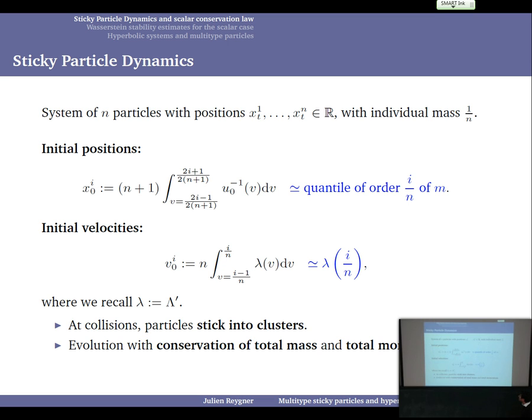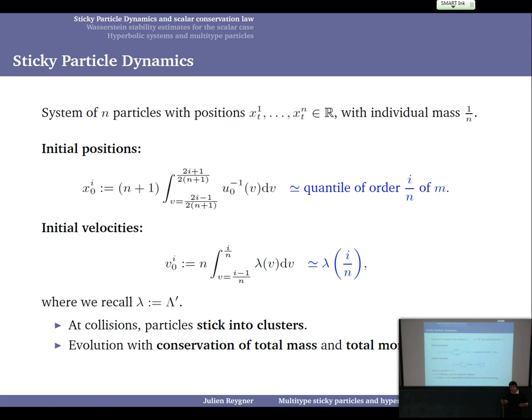Okay, so now I have distributed my particles at time zero. I will assign them a velocity, which will be just the velocity function lambda, roughly evaluated at the point i over n. And now I decide that my particles will travel at constant velocity on the real line. Of course, it can happen that two particles collide with each other, in which case I decide that they will stick together and form a cluster, the velocity of the cluster being determined by the conservation of the total mass and of the total momentum.